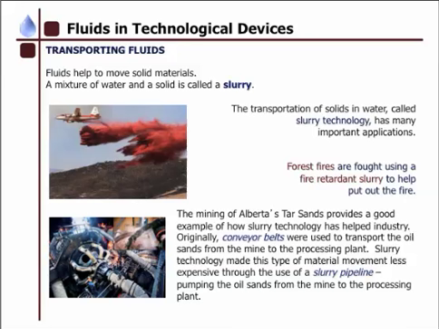And mining in Alberta tar sands provides a good example of how slurry technology has helped industry. Originally, conveyor belts were used to transport the oil sands from the mine to the processing plant, but slurry technology has made this type of movement less expensive through the use of a slurry pipeline, pumping oil sands from the mine to the processing plant. So essentially what they do is they take these oil sands, they blast hot water in there, and then they move the whole slurry, so the solid oil sand material and the water, through this slurry pipeline, which goes along to the processing plant.